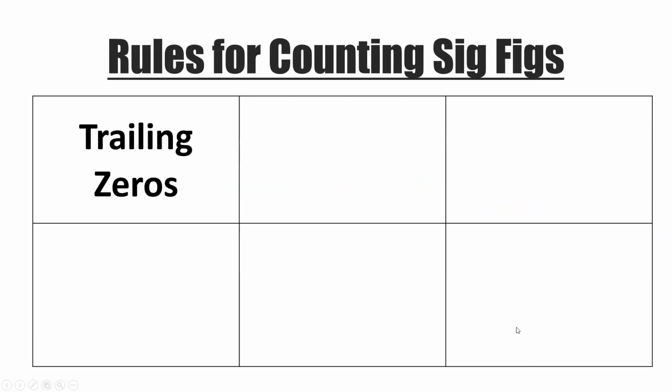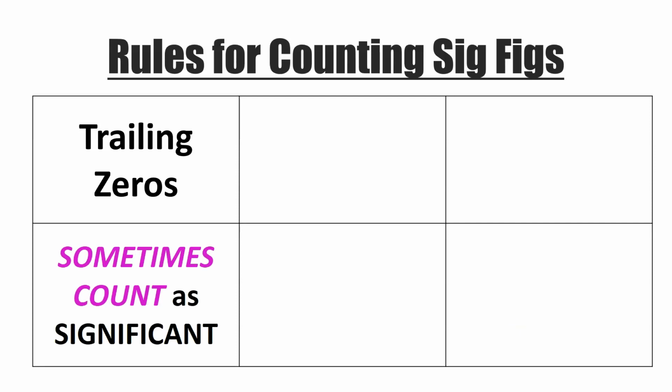Trailing zeros are zeros that come at the end of a number, and these are a little trickier because there's going to be some different types of trailing zeros. They sometimes count as significant.